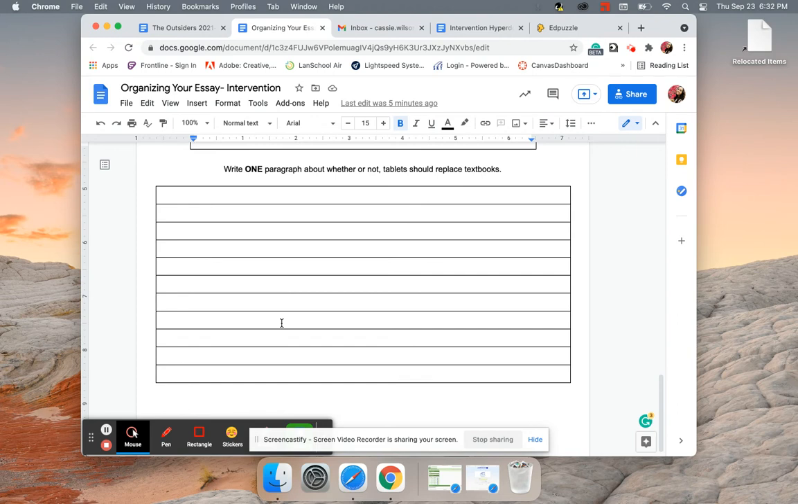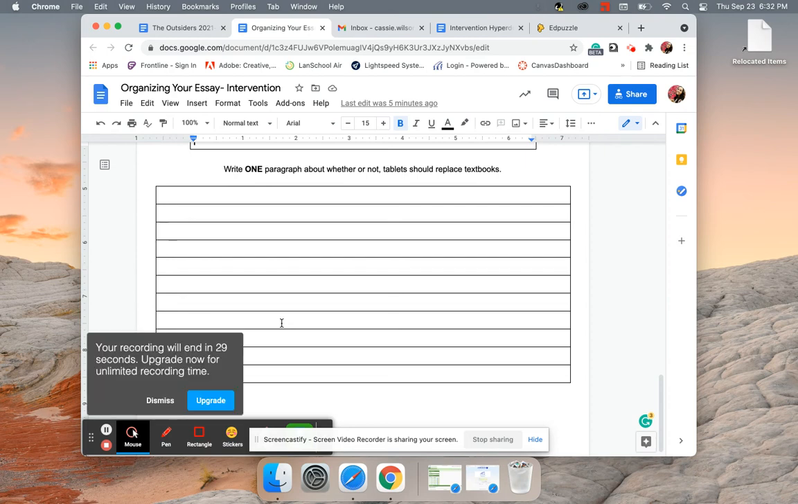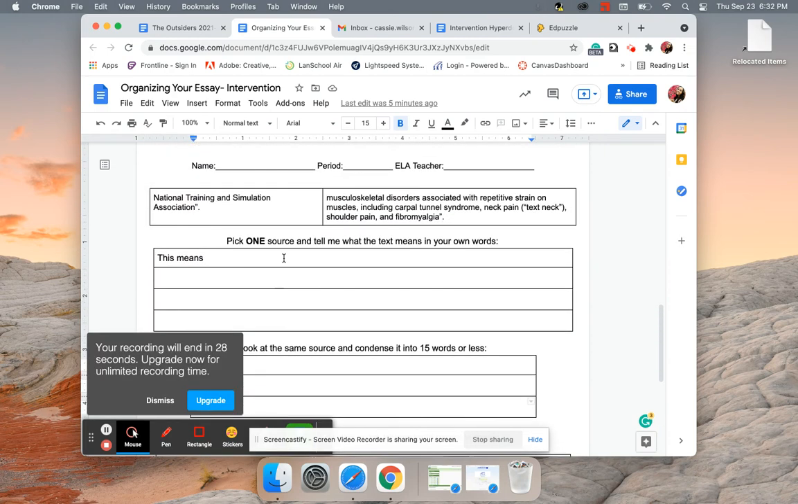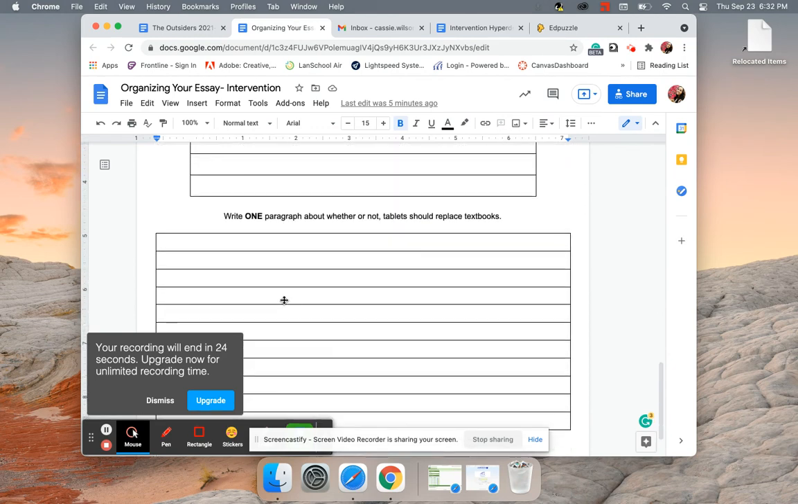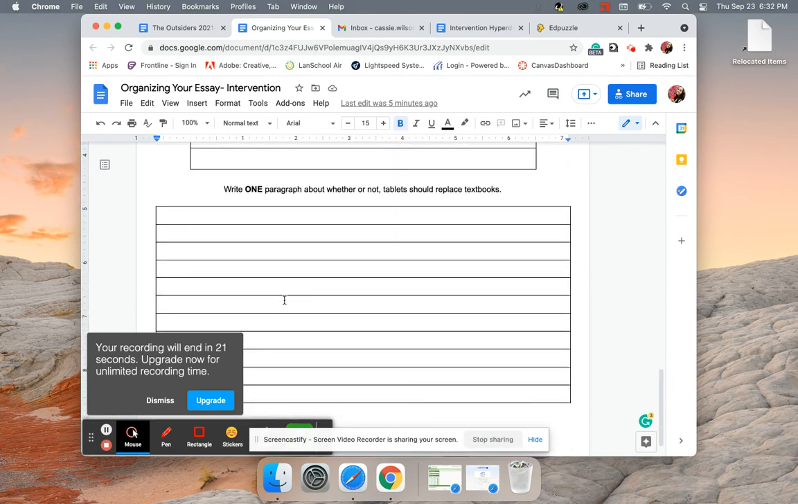All right, now this is our last thing. So you're going to write one paragraph about whether or not tablets should replace textbooks. You're going to do this in an SREE format. You're going to use the information that you got here for your example, and you're going to try and organize it the way that you would your essay. So we have your statement or your claim, then we have your reason, then we'll have your example that you've already written, and then your elaboration. This shows, this means, what this is really saying.